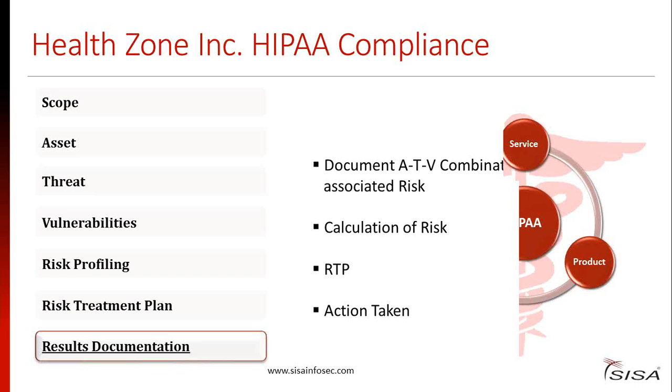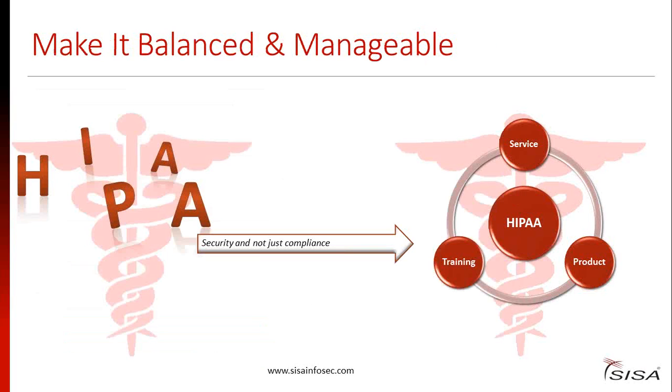So friends, again, this is the last point that we have. Make it balanced and manageable. When it comes to compliance, people get very confused. They take it as an additional responsibility, but you have to integrate those controls in a process. You have to integrate the controls and process so that you can have a process-centric compliance in place. You should target security, and compliance will be the byproduct.